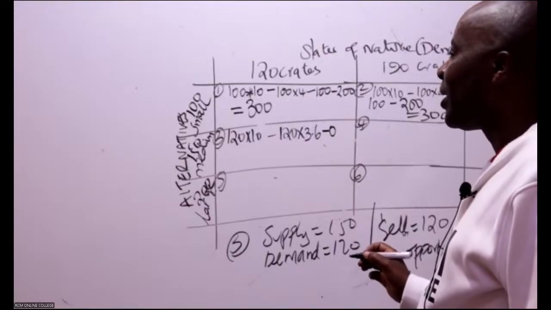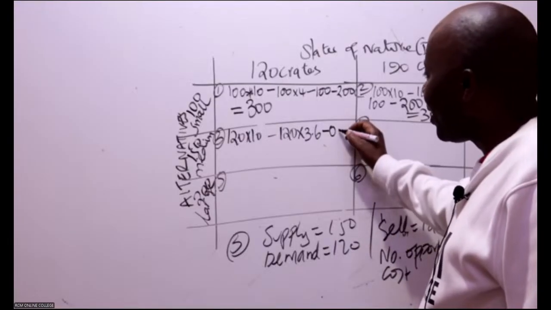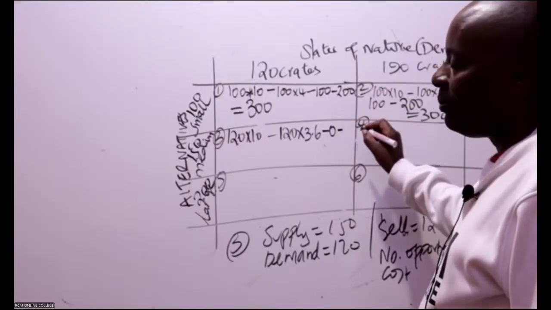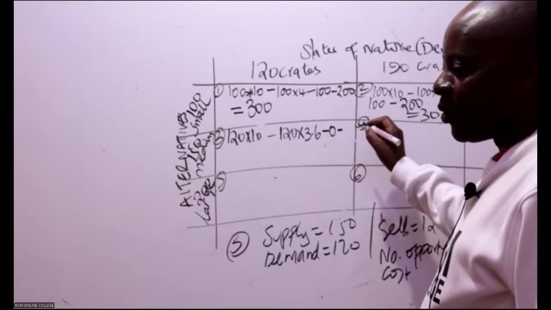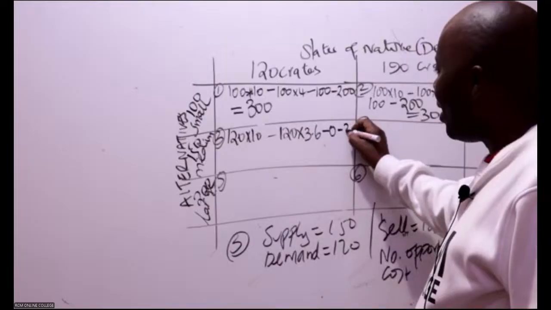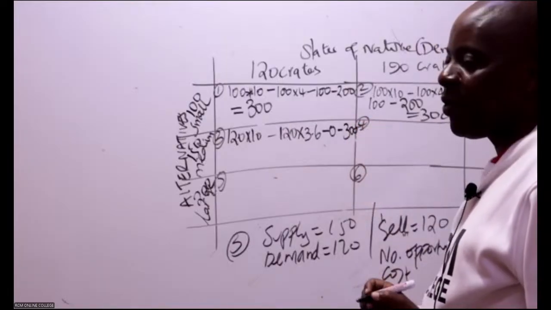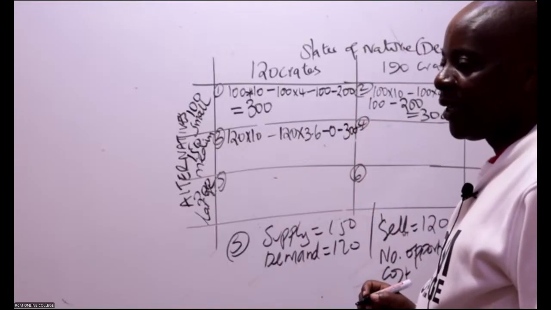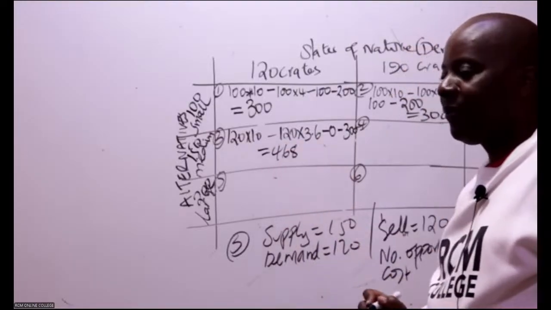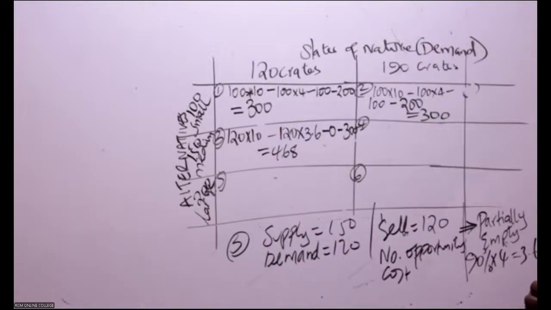All right. And then, of course, at the end of the day, ladies and gentlemen, minus our depreciation for the medium van, which is how much? Depreciation for the medium, which is 300. So then this will end up giving us 468.